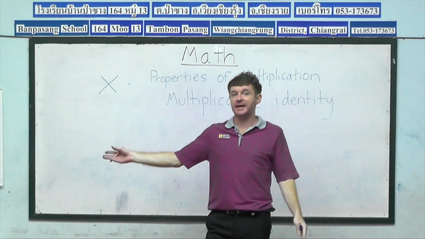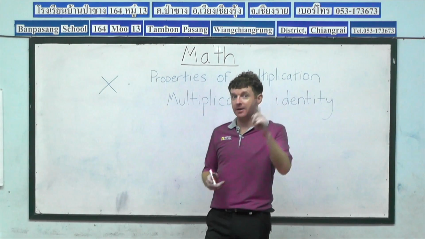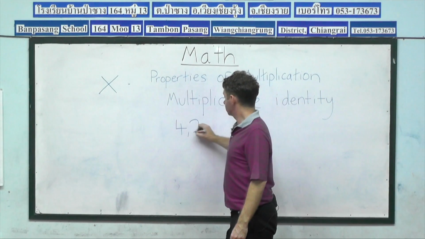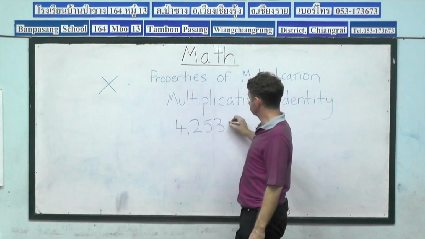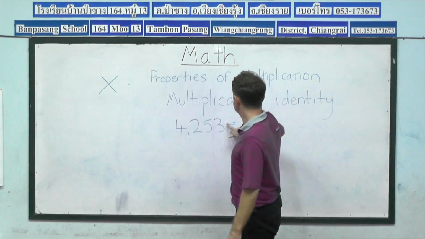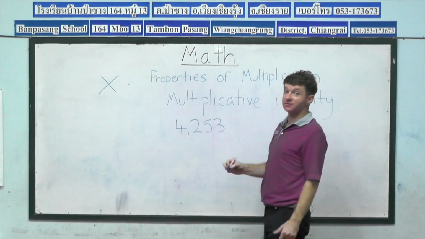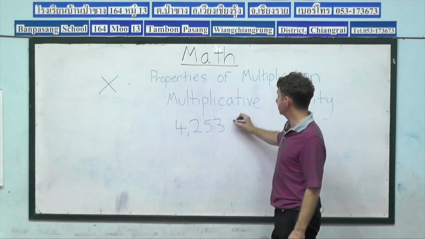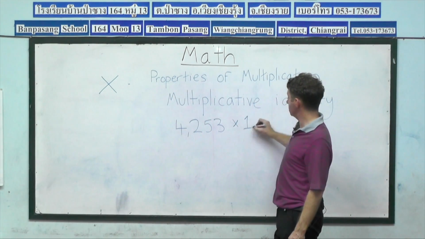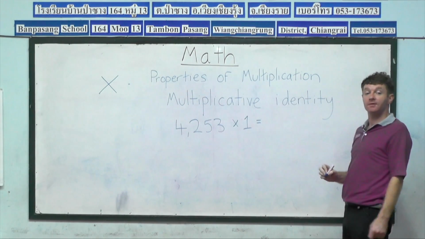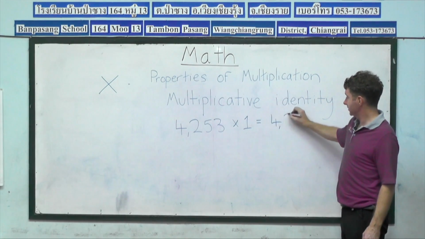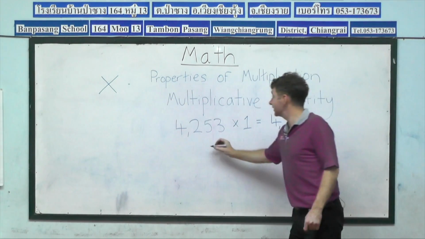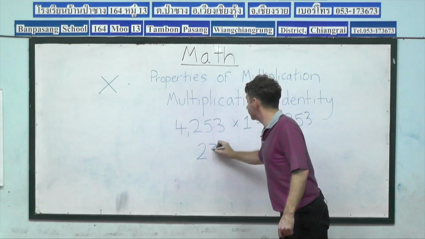Now what this simply means is that if we start with a number and times it by 1, the answer will always be that number because we're only timesing by 1. For example, 4,253 times by 1 equals 4,253. So let's see who can answer this multiplicative identity problem.